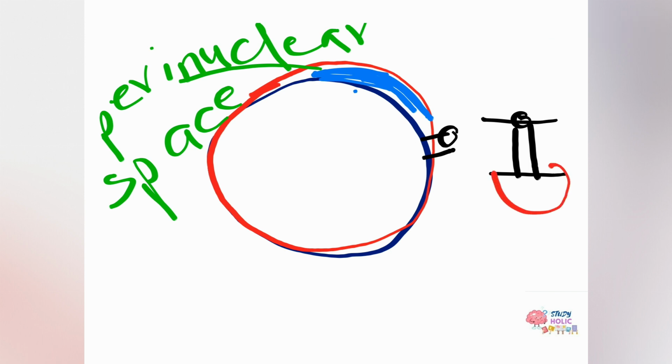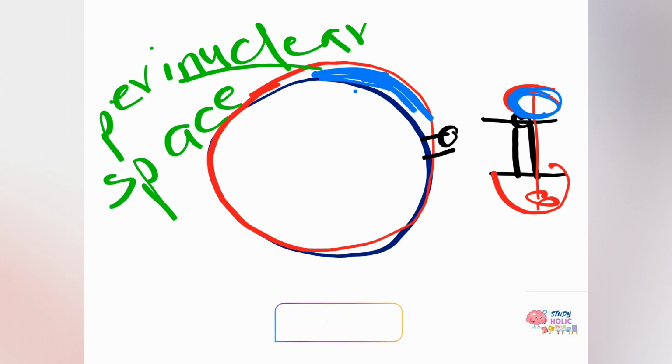The inner one is the nucleus, and the nuclear pore basically helps the exchange of materials between the nucleus and the outside, that is, the cytoplasm. This one is the cytoplasm, consider it the blue one, and the red one is the nucleus. Okay, what are the materials that are exchanged between the nucleus and cytoplasm?